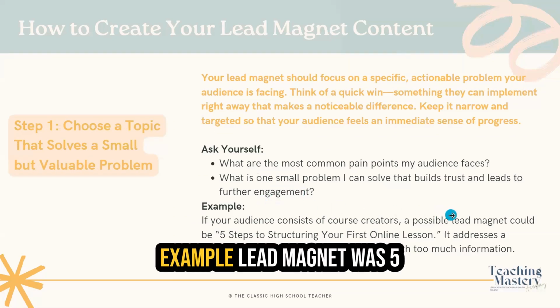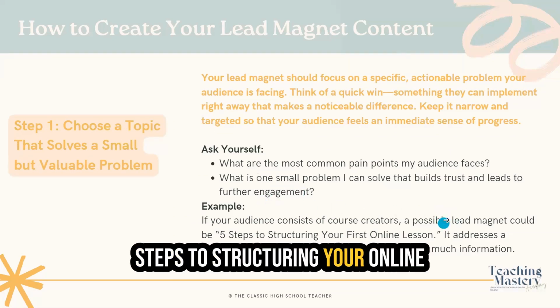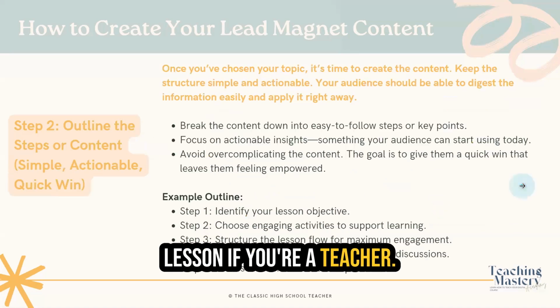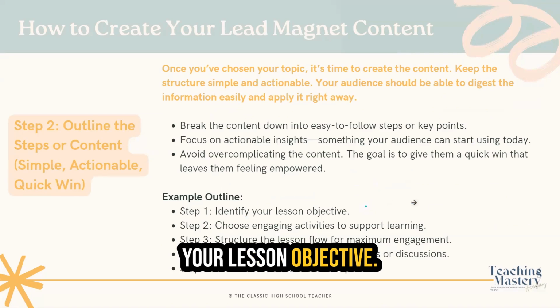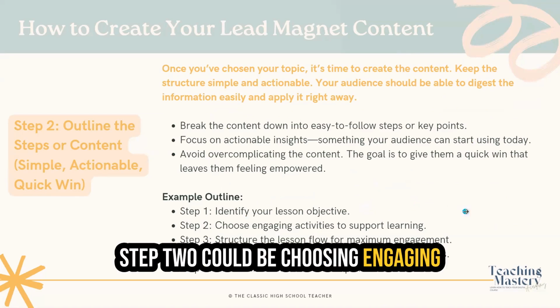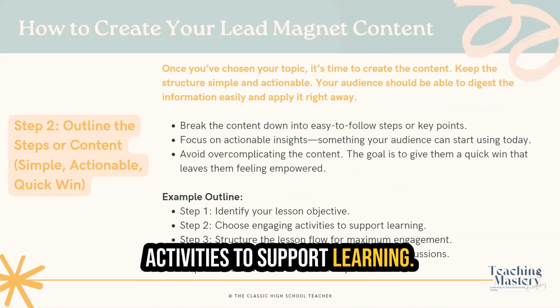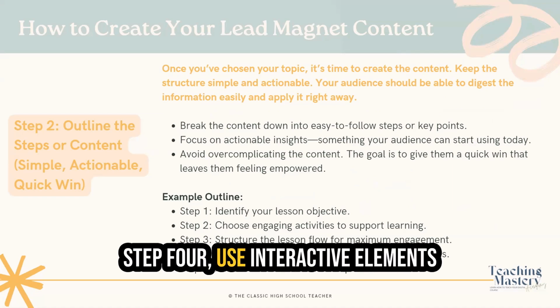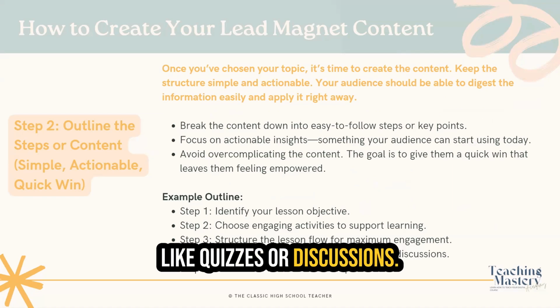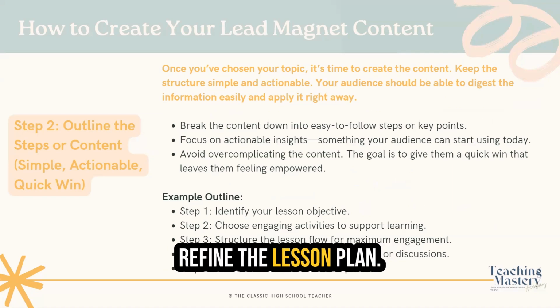Remember, my example lead magnet was 5 steps to structuring your online lesson if you're a teacher. So here's the example outline for it. Step 1 might be identify your lesson objective. Step 2 could be choosing engaging activities to support learning. Step 3, structure the lesson flow for maximum engagement. Step 4, use interactive elements like quizzes or discussions. And Step 5, assess and refine the lesson plan.